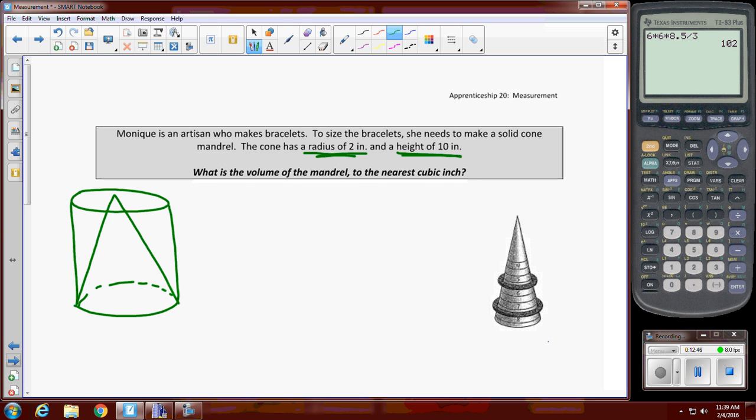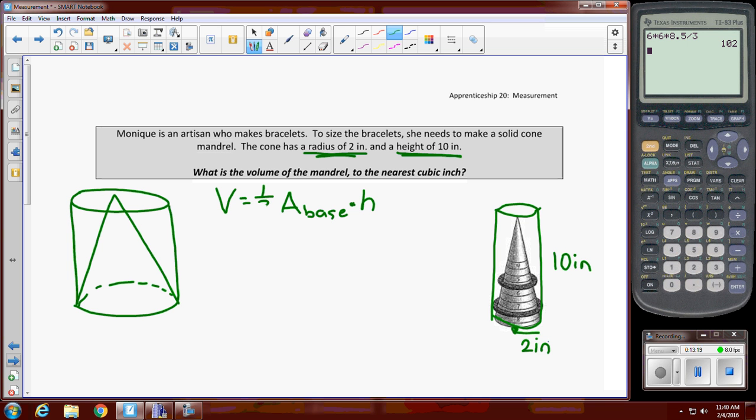So we could say that this cone actually would fit inside a circular prism or a cylinder of this shape. The radius of that shape would be 2 inches. Its height would be 10 inches. And if we're taking just the cone inside, we're going to end up dividing by 3. So again, for the cylinder, area of the base times the height, but you just want 1/3 of it.